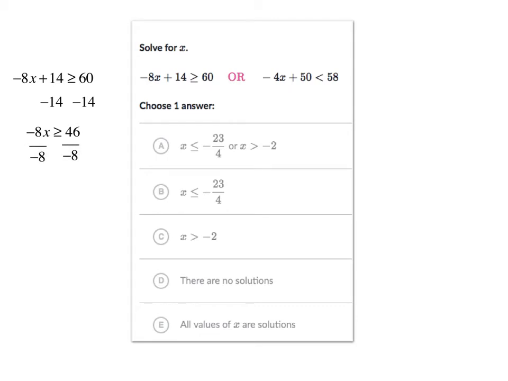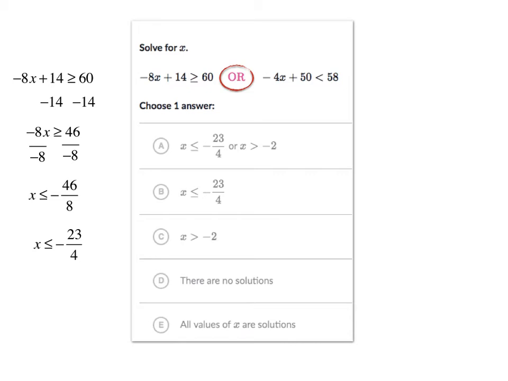Now, to get the variable by itself, we're going to divide both sides by -8. But because we've noticed that when we divide by a negative we end up with a false statement, because we practiced this in class, then we know that to divide by a negative, we really have to change the direction of the inequality. So we get x is less than or equal to -46/8. Now the fraction can be simplified by dividing numerator and denominator by 2. We get x is less than or equal to -23/4.